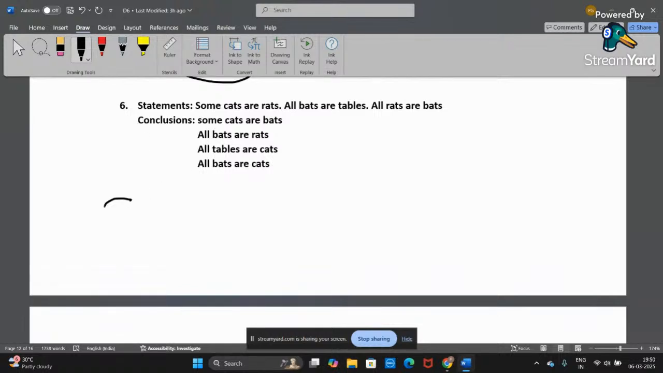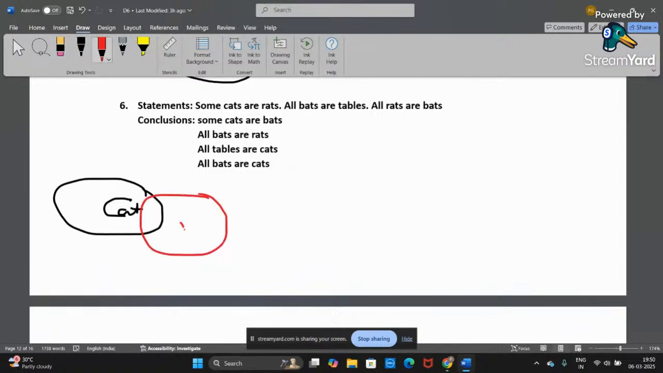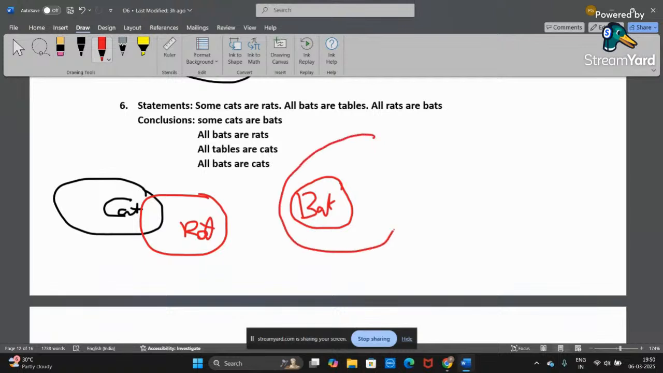Some cats are rat. Some cats are rat. If it is all, it means that cat should come inside rat. But yes, some. So you're taking only little part in cats. Okay. All bats are table. We have to write it separately. All bats are table. Tables.